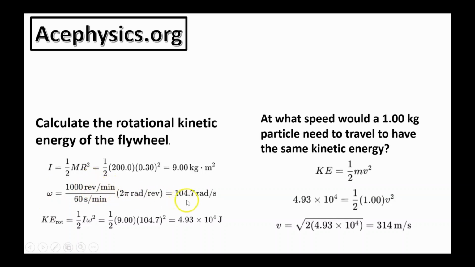1,000 revolutions per minute equals 104.7 radians per second. Kinetic energy equals 1/2 I omega squared. Plug in the values, and the disk has a total rotational kinetic energy of 4.93 times 10 to the fourth joules. A 1 kilogram particle weighs 2.2 pounds. Kinetic energy equals 1/2 mv squared. For a 2.2 pound object to have this value of kinetic energy, it has to be moving at 314 meters per second, which is over 700 miles per hour.